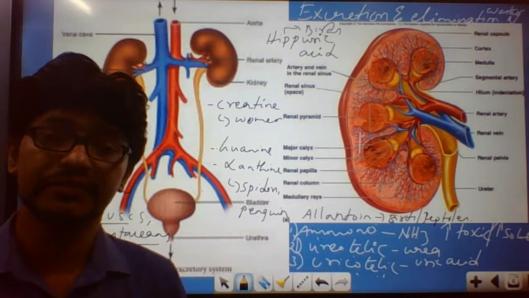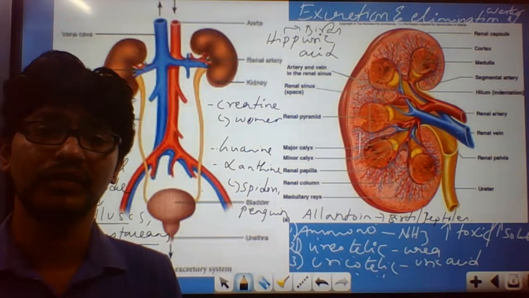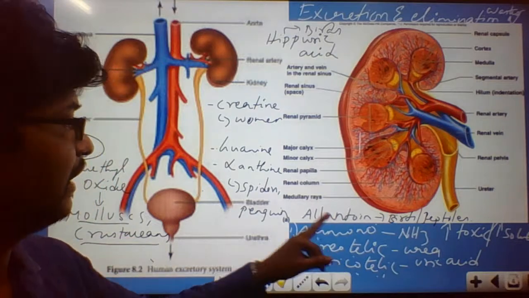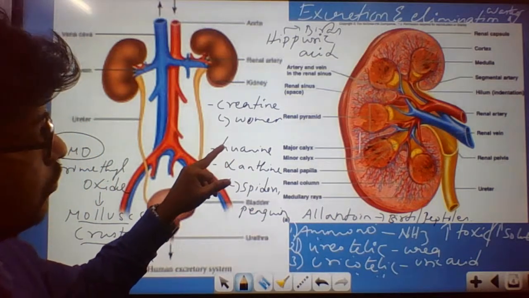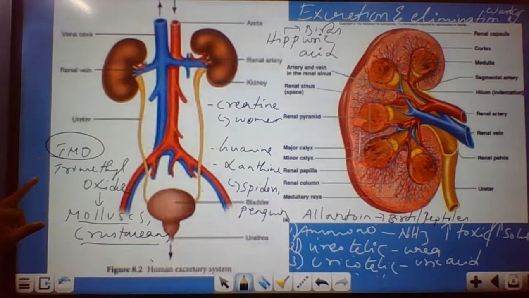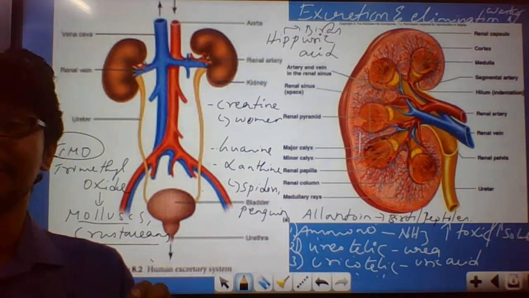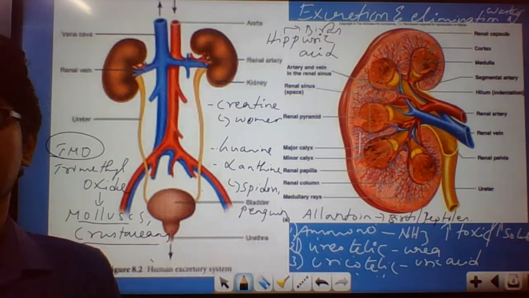Usually when we study the excretory system, we discuss only ammonia, urea and uric acid. But if questions come from areas like allantoin, xanthine, guanine, creatinine, hippuric acid, trimethyl oxide, you need to find which type of organism is responsible for this.